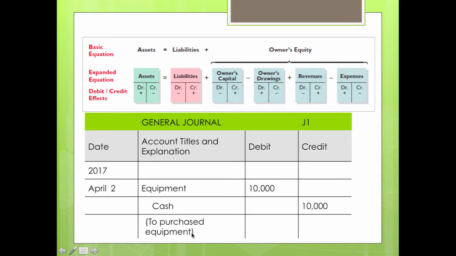And the last step is to add an explanation, which in this case I just put to purchase equipment. This is very generic. Of course, if you know what type of equipment you purchased, you might want to add that description. Perhaps it was a blender, then you will add to purchase equipment slash blender. Whatever will help you understand or remember what the transaction was for.